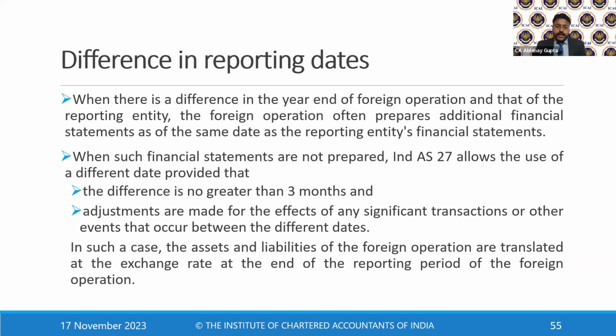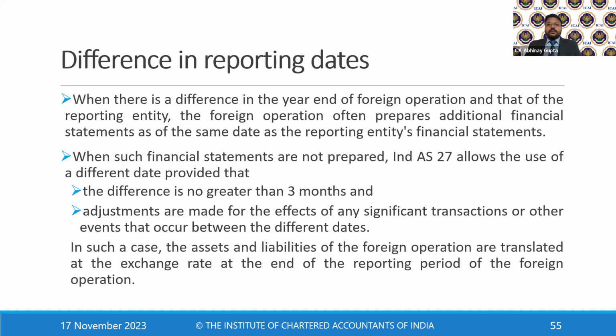Okay. Now, the next concept is difference in reporting dates. Sometimes it happens that the parent company is preparing the financial statements, say for December year end, and subsidiaries are preparing, say, for June year end or September year end or March year end, or for that matter, any other month year end, say October year end, November year end. So it could be any, right? In different countries.